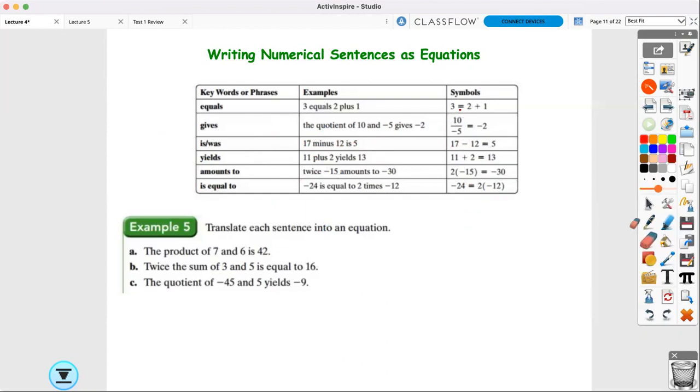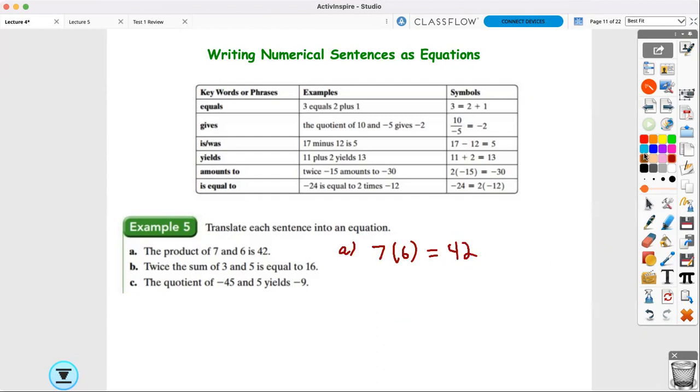So before we move on, let's look at example 5. Example 5 says to translate each sentence into an equation. Let's do A first. A says the product of 7 and 6. Product is multiplication, so we multiply those two. Is, so that is the equal sign: 42.